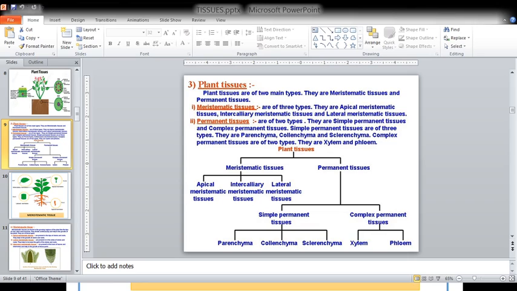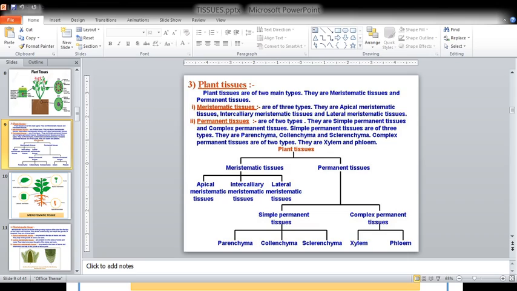Okay, so plants can grow throughout their life. Am I saying correct? Yes, they are growing throughout their life. But the growth is limited to only certain areas. Means not all the parts of the plants are growing. Correct? So based on this, the plant tissues are divided into two categories, that are meristematic and permanent.